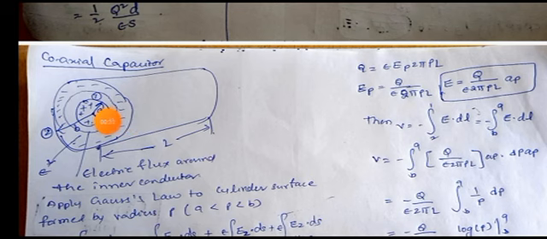Inner conductor radius is A and outer conductor radius is B. The inner conductor has positive charge, and the outer conductor has negative charge. The voltage at the inner conductor is V1, and the voltage at the outer conductor is V2.